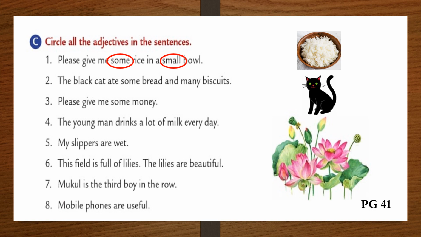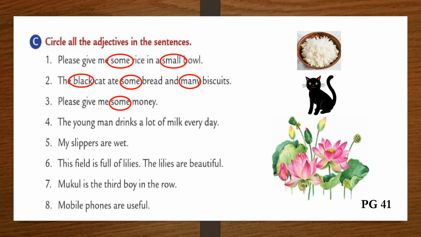Question number 2. The black cat ate some bread and many biscuits. Find the adjectives. Words describing cat, bread and biscuits. Yes, correct. Black. It tells us the color of the cat. Some tells us how much bread. And many tells us how many biscuits. Alright, third part. Please give me some money. Money is a noun and some tells us how much. So circle some as it is an adjective.